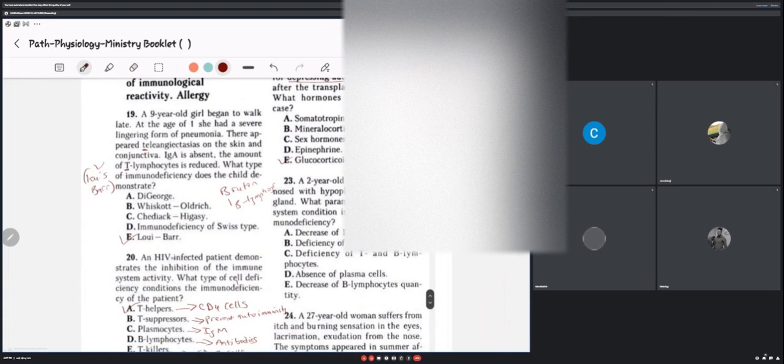Here, there's a 2-year-old child that has been diagnosed with hypoplasia of the thymus gland. What parameter of the immune system condition is typical of this? Did you remember when I said something about thymus? I gave you a triad. I said there's ataxia, reduced immunoglobulin A, and then T cells, and the last one was spider angioma. Who can remember that disease condition?